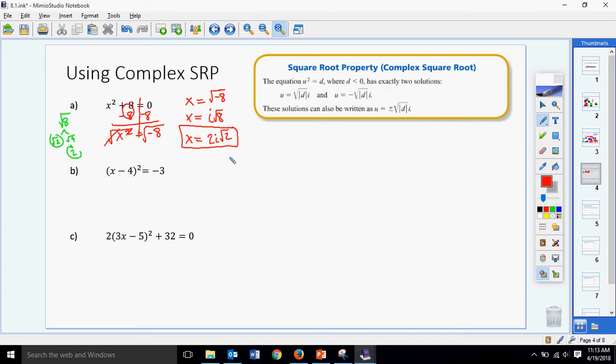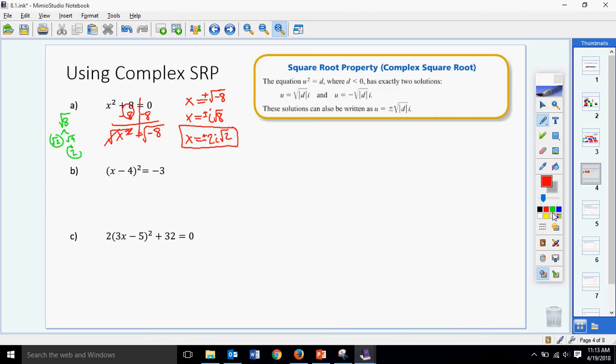Now there's something that I did forget. What did I forget? Well, when I square root both sides, keep in mind we still have to do the positive and negative version. See how easy that is to forget? Positive and negative version. Okay, so there's two different answers here. There's positive 2i square roots of 2, and there's negative 2i square roots of 2. So do not forget that.